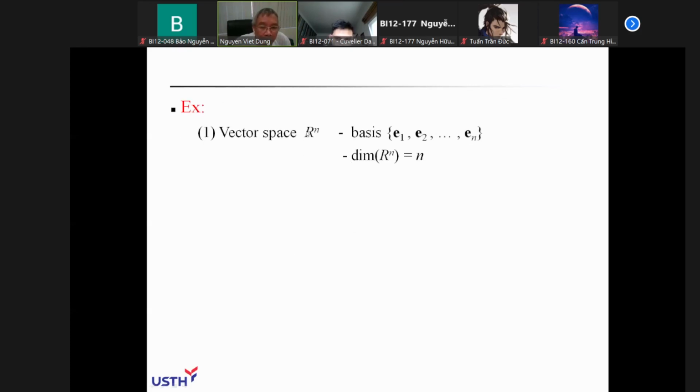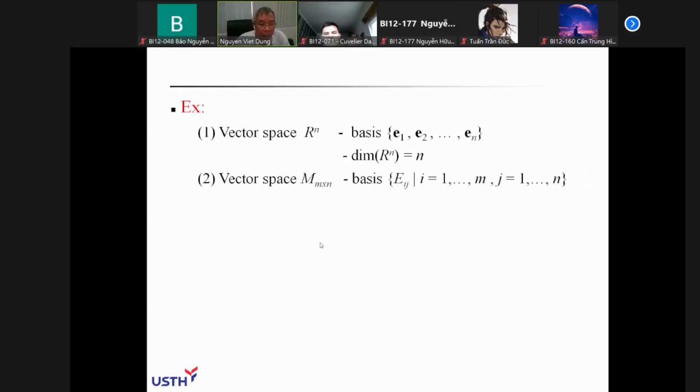The vector space R^n, that is n-space, has a standard basis consisting of e1 up to en. So the dimension of R^n is n, because that basis consists of n vectors.